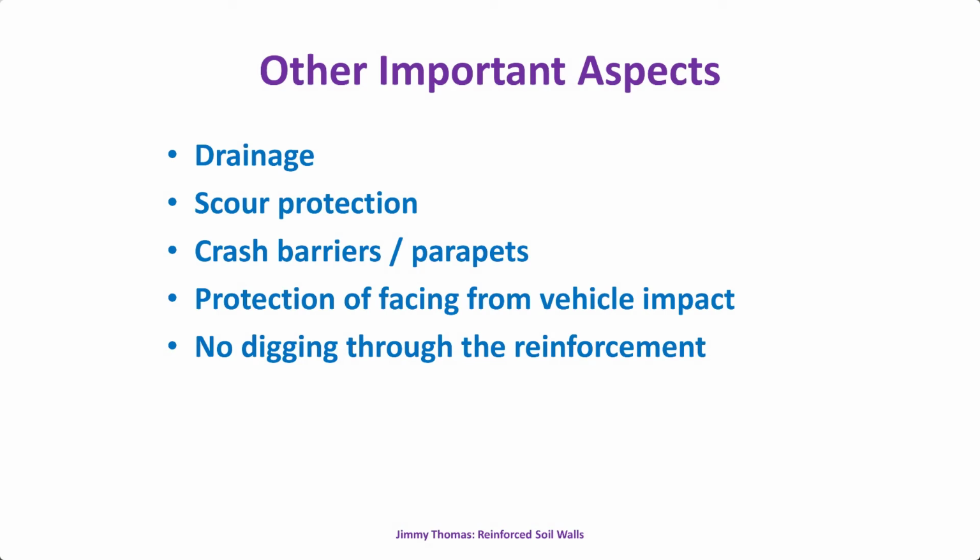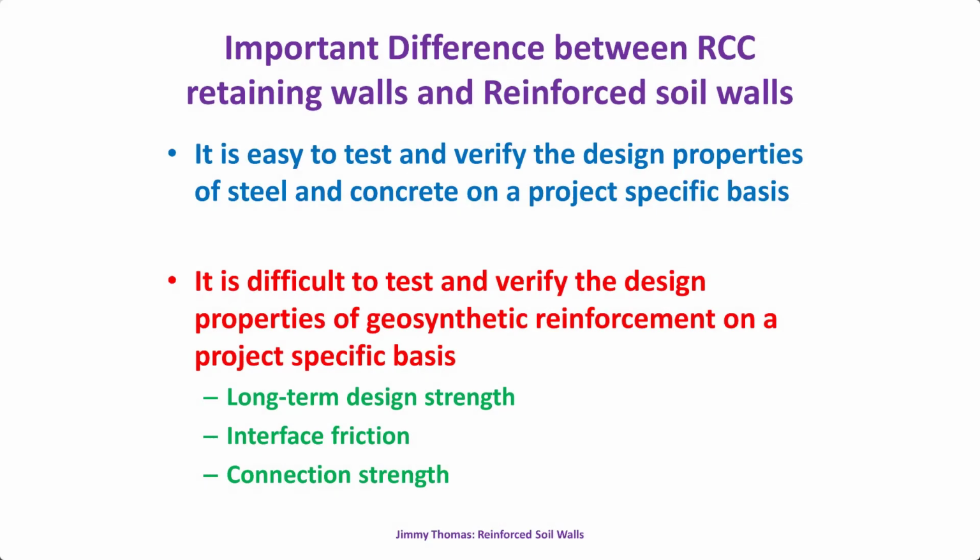Then these are the other important aspects, like drainage is very important, and scour protection. Then facing from vehicle impact, because these panels or blocks are very slender structures. On a highway, we don't want a heavy truck to come and hit them. So sometimes they have a curb. Then sometimes, after we have constructed the wall, we don't want somebody to dig a trench at the top and cut the reinforcement. So these kinds of things we have to anticipate and provide for in the design.